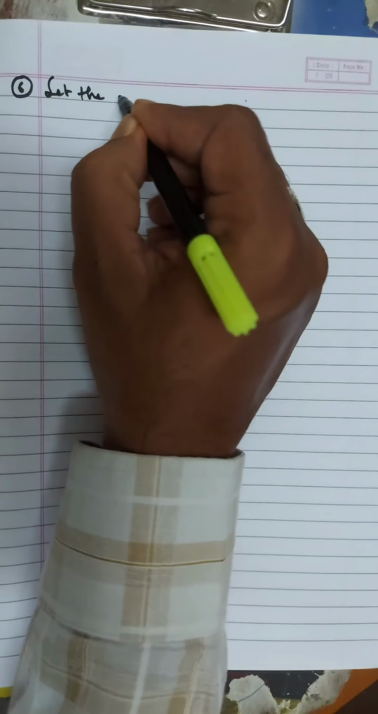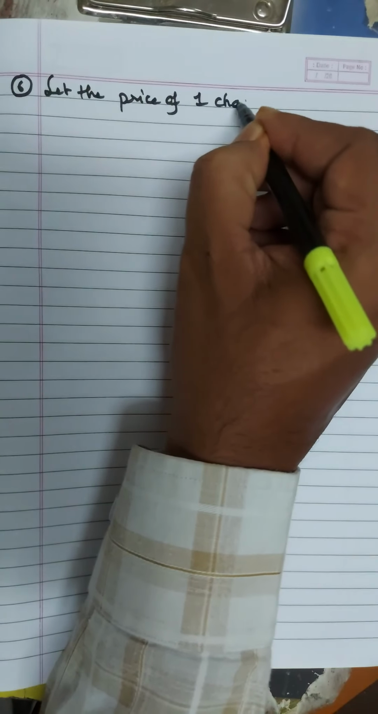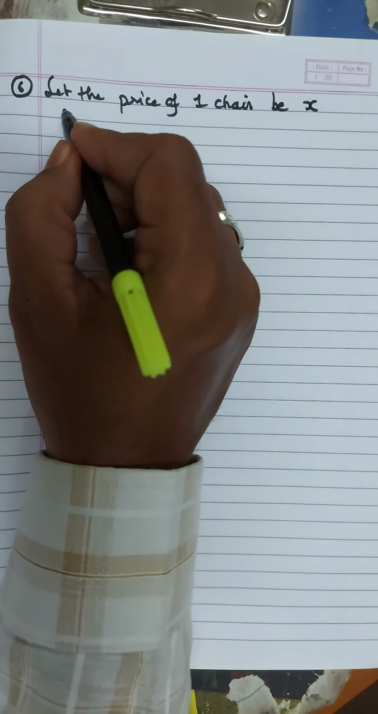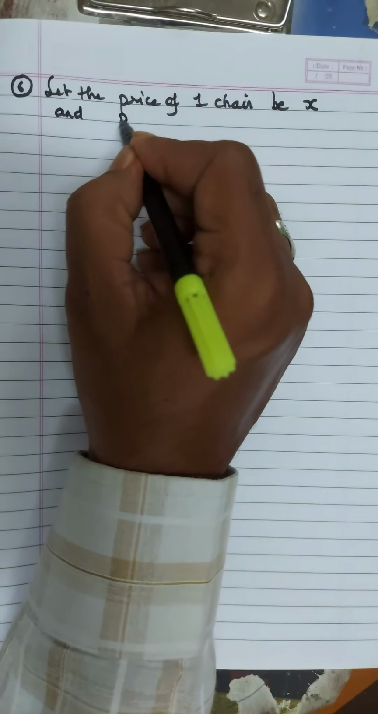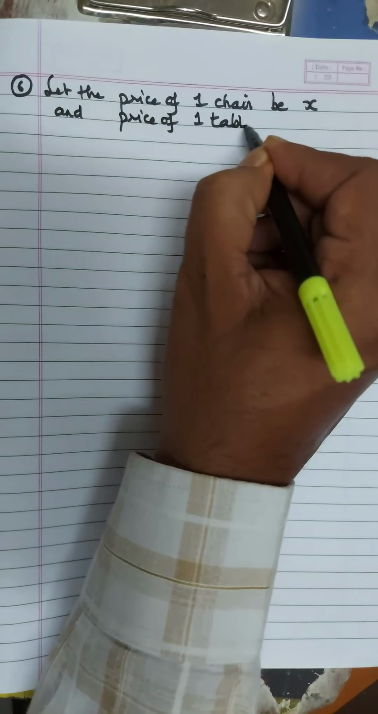Let the price of 1 chair be x and the price of 1 table be y.